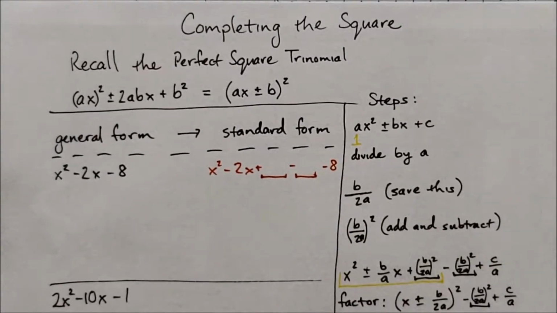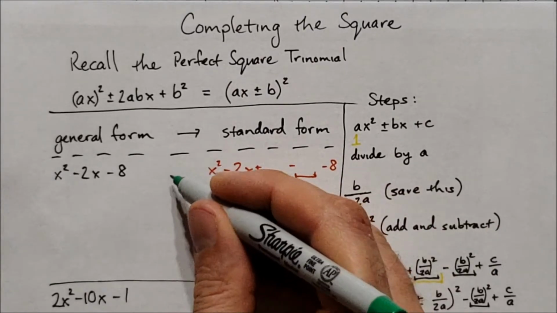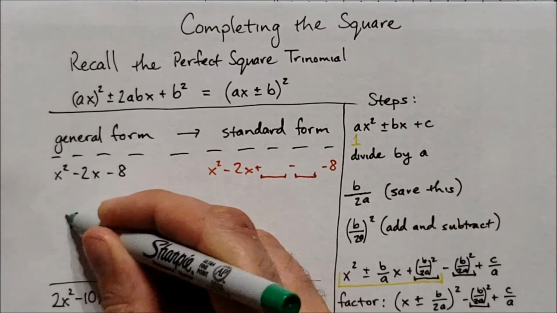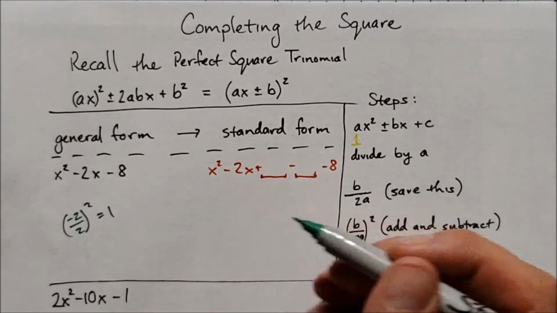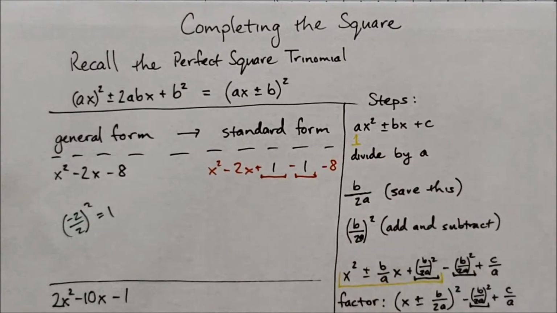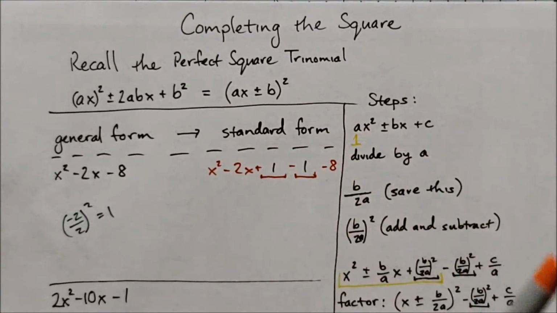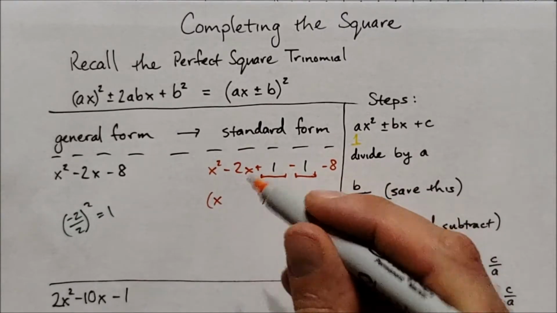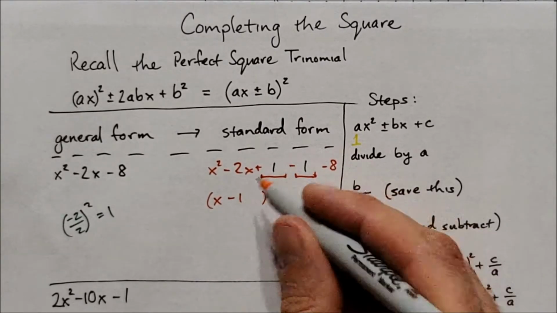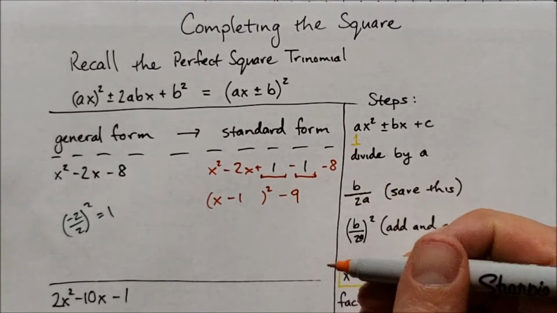Well, we get it from that second coefficient. We're going to divide this by 2 and then square it. So side work, negative 2 divided by 2, squared. Negative 2 over 2 is negative 1, squared is positive 1. So we're going to add 1 and subtract 1, which allows us to then factor those first 3 terms into x minus 1, quantity squared, and then negative 1 and negative 8 is negative 9.